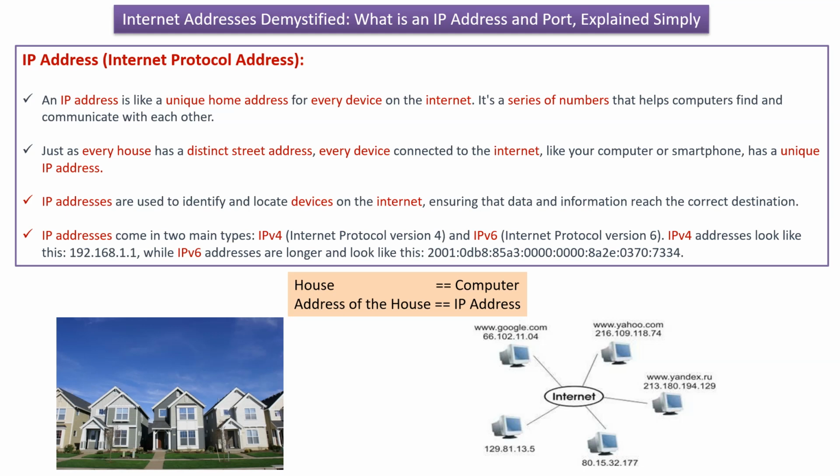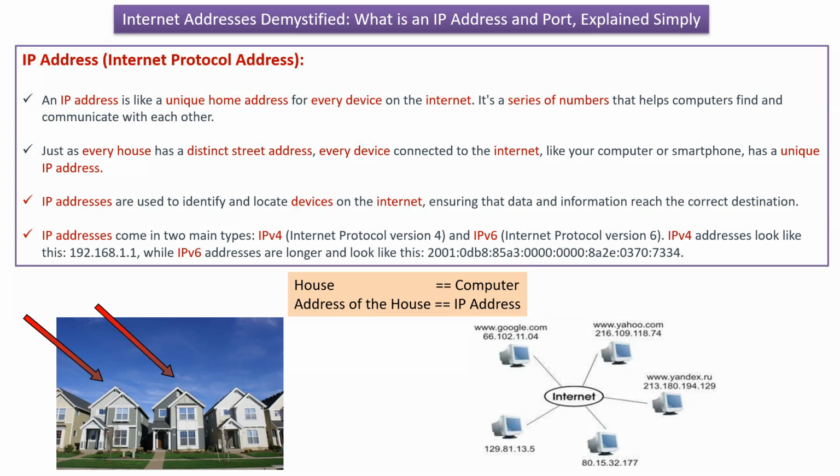In this video tutorial I will explain what is an IP address and port number. IP address is nothing but Internet Protocol address. An IP address is like a unique home address for every device on the internet. An IP address is a series of numbers that helps computers to find and communicate with another computer on the internet.